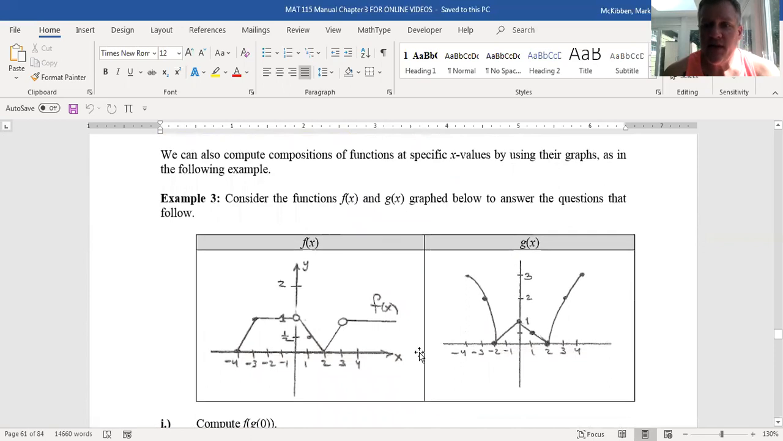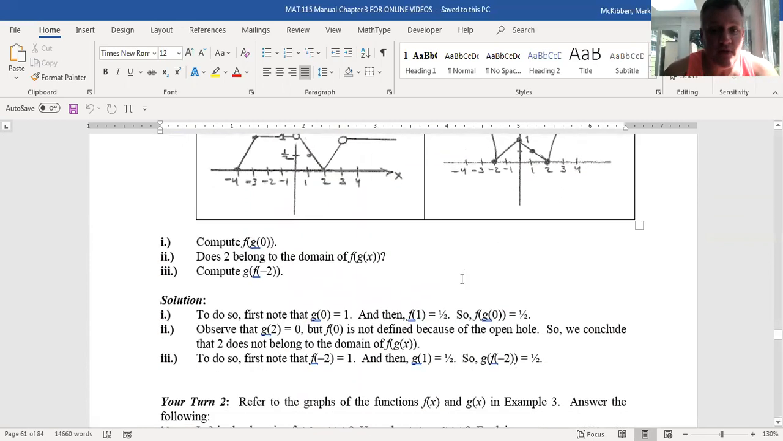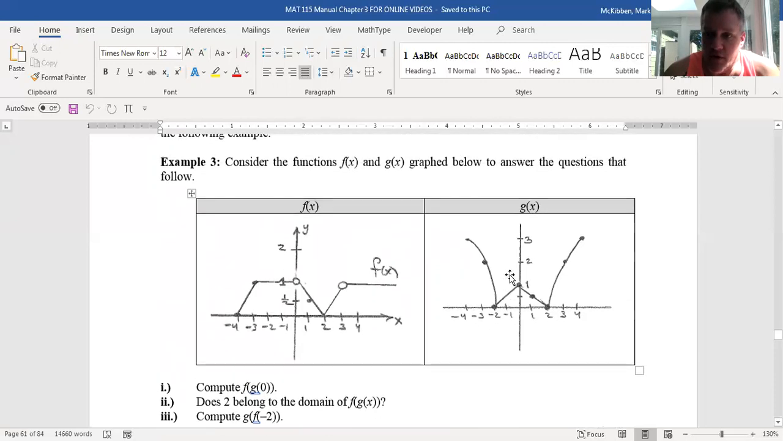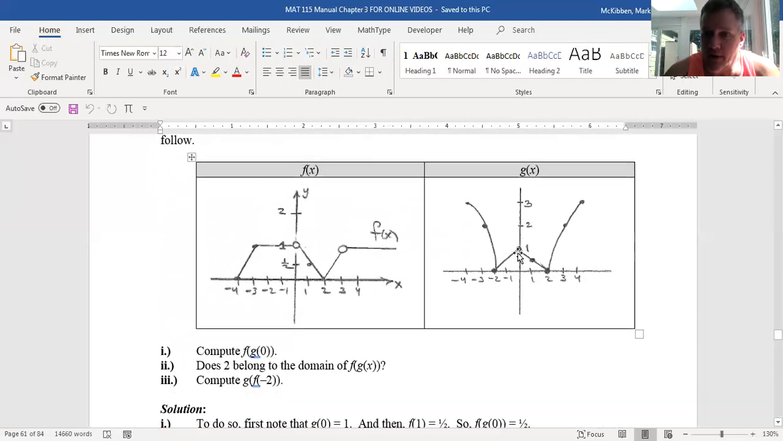All right, just as before, these are in fact the same functions that we had from the example in the previous section. You can be given graphs to define a function rather than expressions, but you can still use the information from those graphs each time to compute compositions at particular values. And so let's look at f of g of 0. So to compute this, we need g of 0. g of 0 is 1.